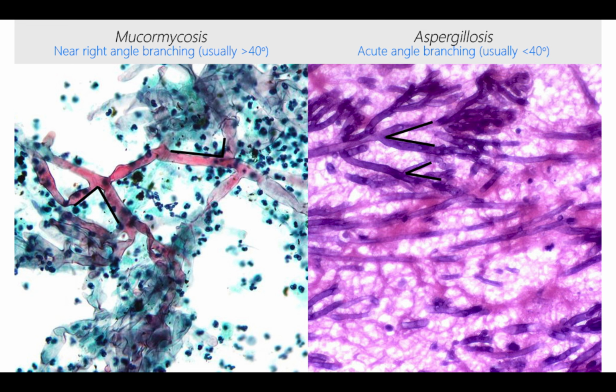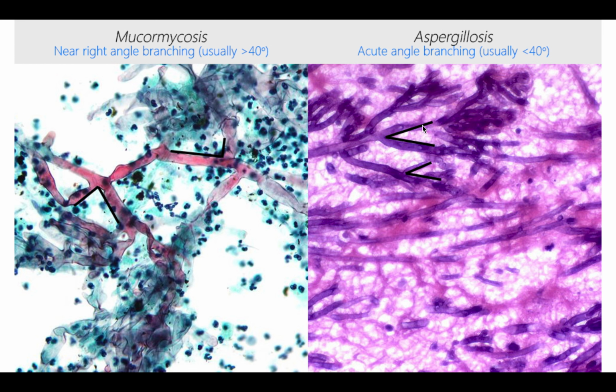So as far as histopathology goes, I think it's most helpful to compare Mucor to Aspergillus because they can look very similar under a light microscope, but there are some key differences that can help differentiate the two. In particular, Aspergillus is going to have much thinner hyphae, and Mucor is going to have thicker hyphae. Aspergillus is going to have septations within the hyphae, where Mucor is going to have a lack of those septations. And then I really think the key differentiating factor is the branching.